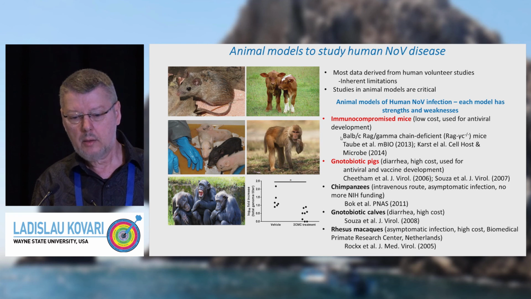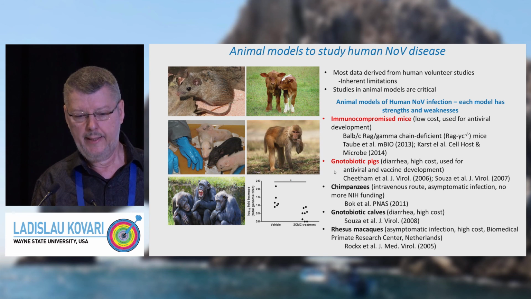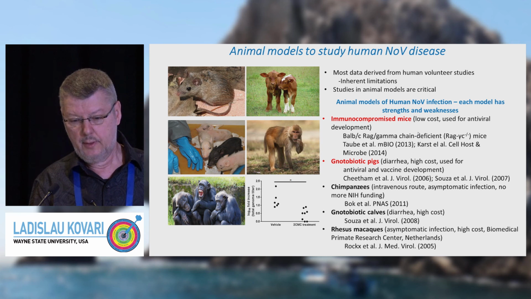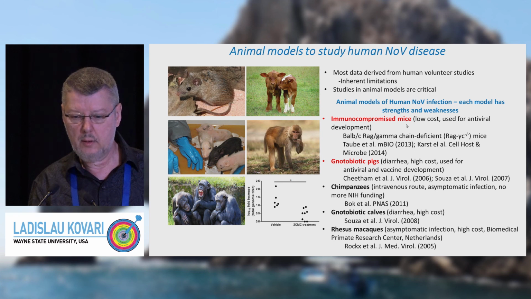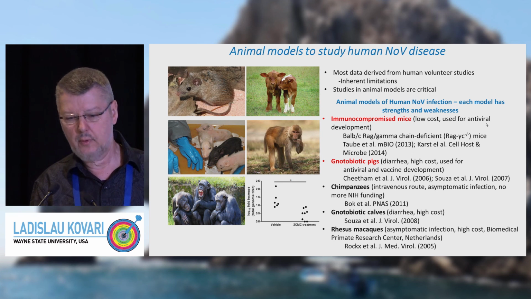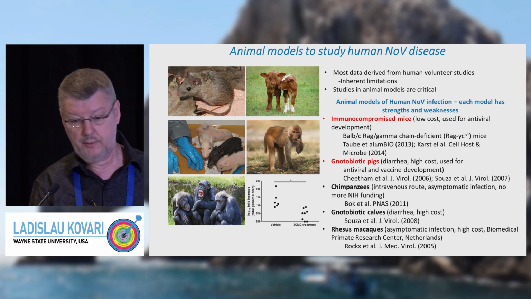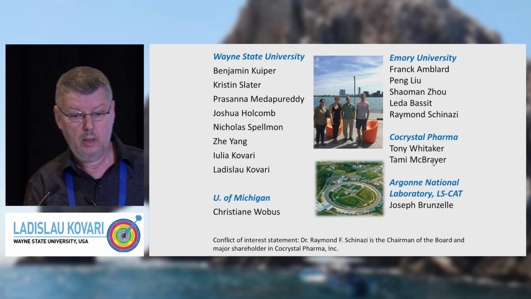Among animal models, the immunocompromised mouse model is the most promising, and the gnotobiotic pig is the ideal model. So the low-cost model is used initially for antivirals, and then one can proceed to the high-cost model, and the same approach is used for vaccines.